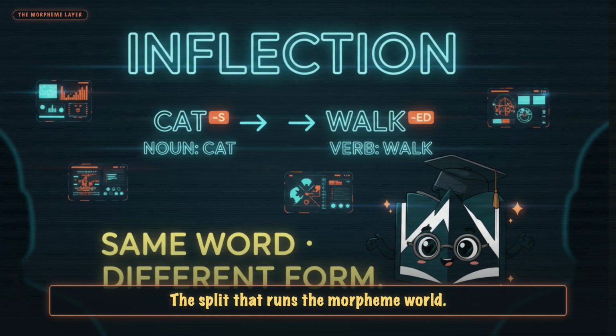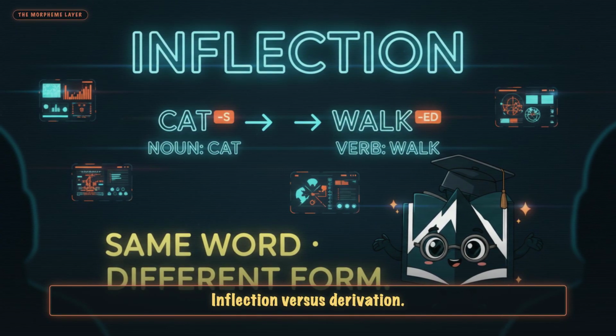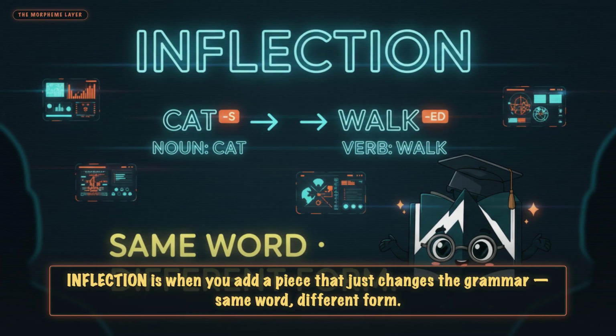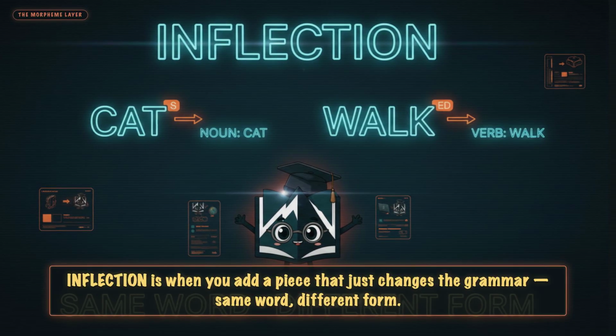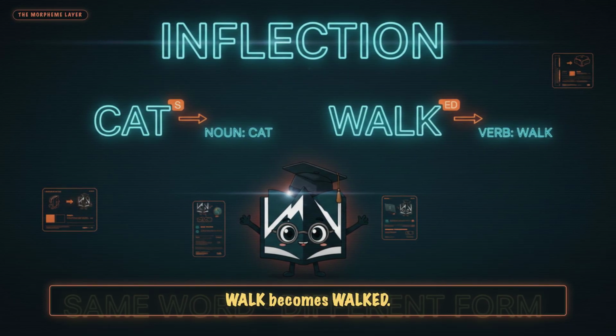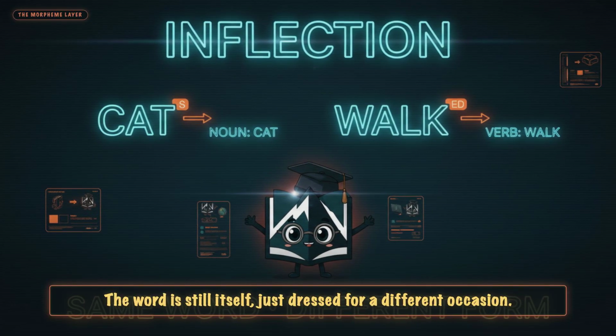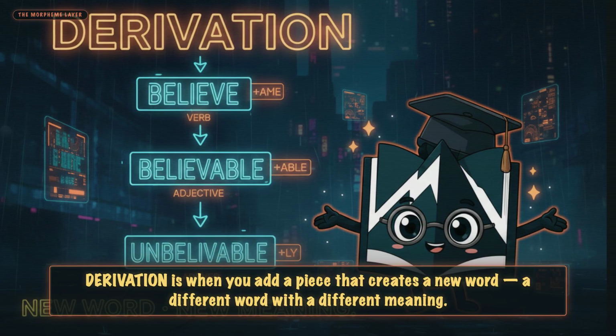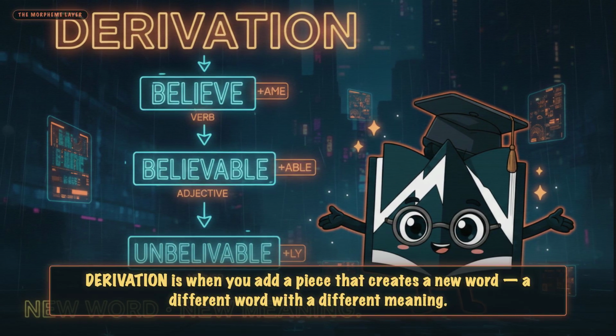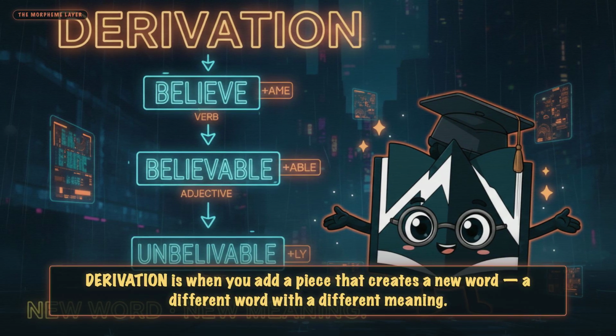Beat 2, the split that runs the morpheme world. Inflection versus derivation. Inflection is when you add a piece that just changes the grammar. Same word, different form. Cat becomes cats. Walk becomes walked. The word is still itself, just dressed for a different occasion. Derivation is when you add a piece that creates a new word, a different word with a different meaning.